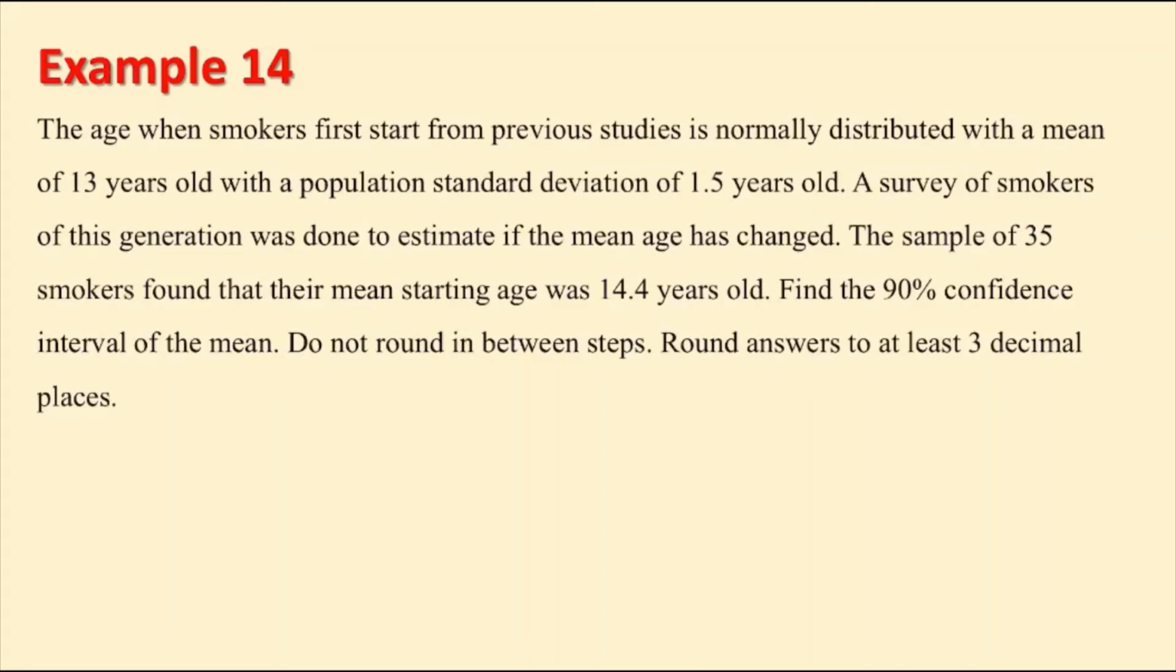A survey of smokers of this generation was done to estimate if the mean age has changed. A sample of 35 smokers found that their mean age was 14.4 years. So the sample mean is 14.4, and the population standard deviation is given here, which is 1.5 years. We have to find the 90% confidence interval for the mean.